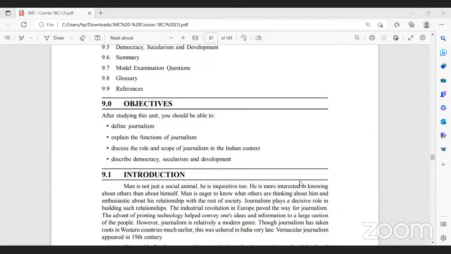In this lesson, the objective is that we will know the definition of journalism, and also understand what its functions in the society are, and throw light on the role and the scope of journalism in the Indian context. Then we will also discuss the role of journalism, especially in a democratic setup, in protecting secularism and being a catalyst in development.